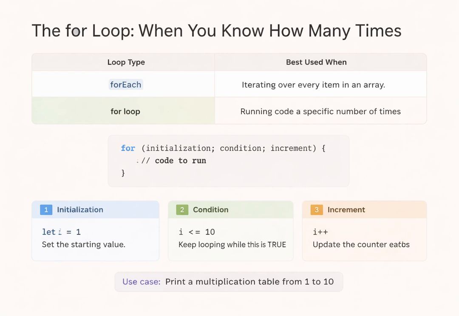The for loop has 3 parts inside its parentheses, separated by semicolons. First is the initialization.